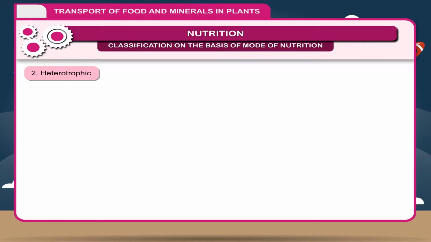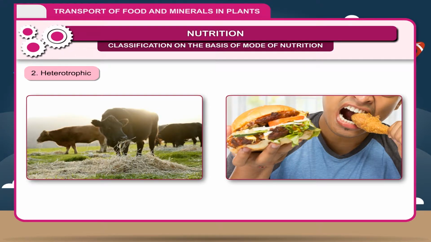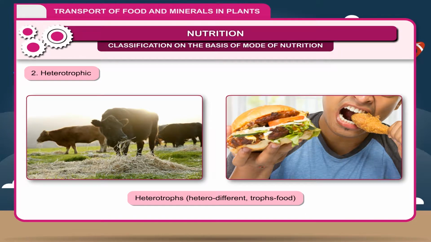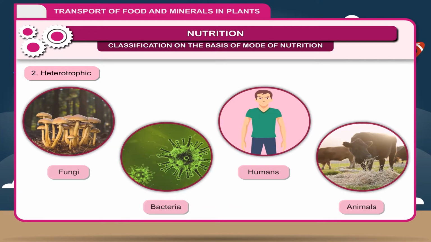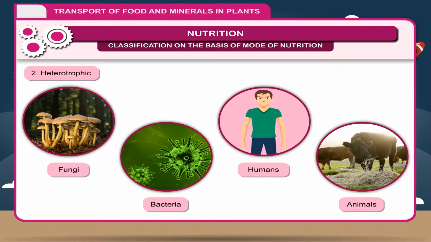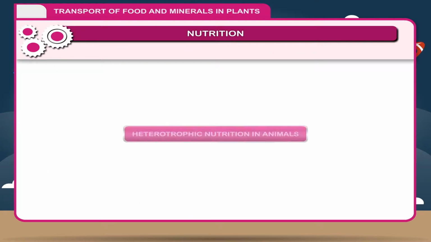Heterotrophic nutrition. The organisms which do not manufacture their own food material are called heterotrophs. Hetero, different; trophs, food. They depend on other organisms for their food and are also called consumers. They include fungi, bacteria, humans, and animals. The mode of nutrition of animals is called Holozoic type of nutrition.